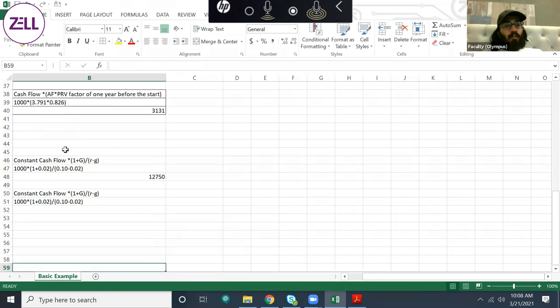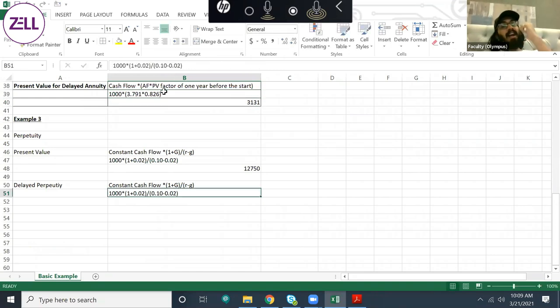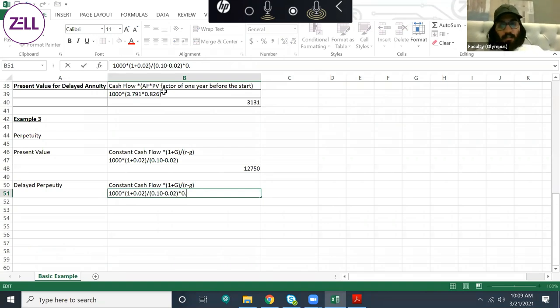Remember this formula? Multiplied by the present value factor of 1 year before the start. It is starting at the end of the fifth year, and 1 year before is year 4. So what is the present value factor for year 4? 0.683.